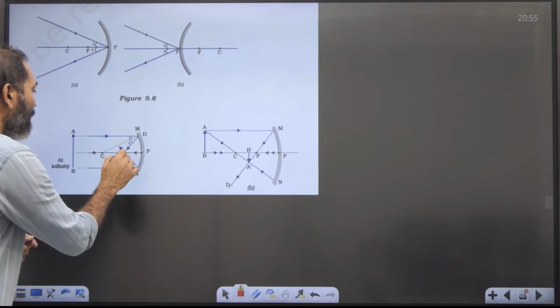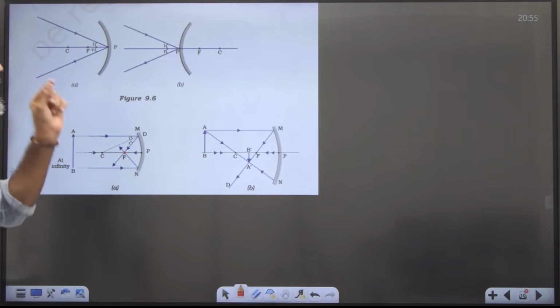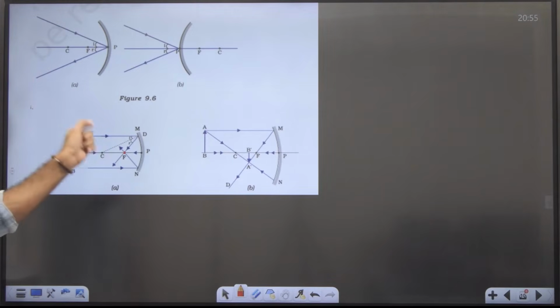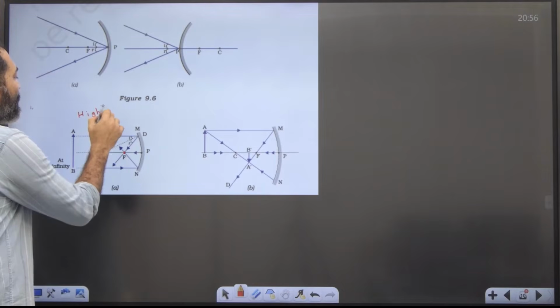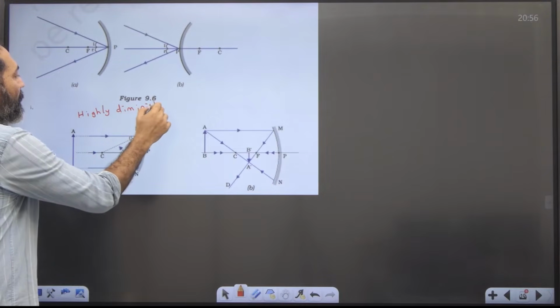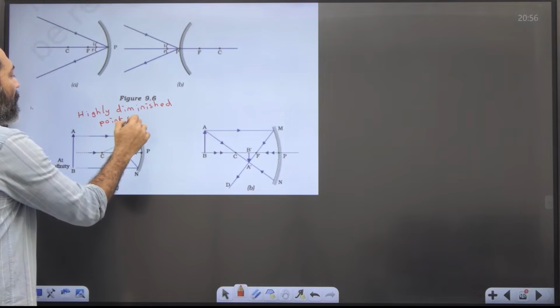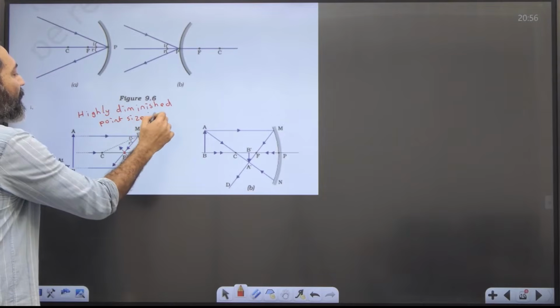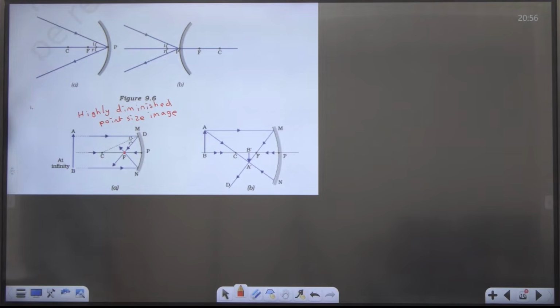So here we are getting an image. What about this image? It is a highly diminished, point-sized image. Diminished means small in size. Under what condition are we getting this image? When the object is at infinity.